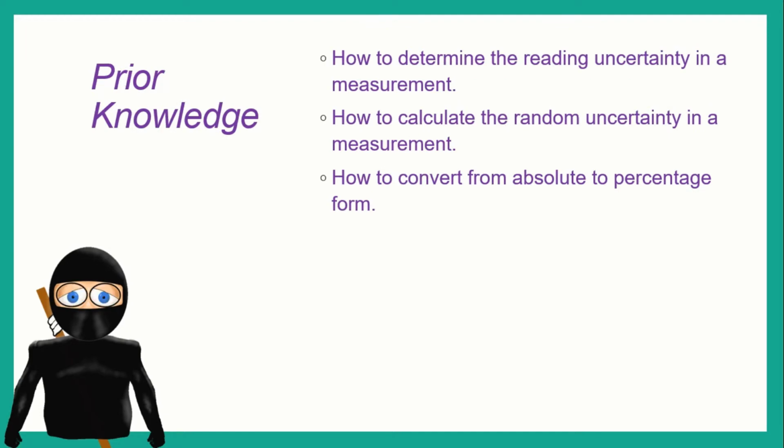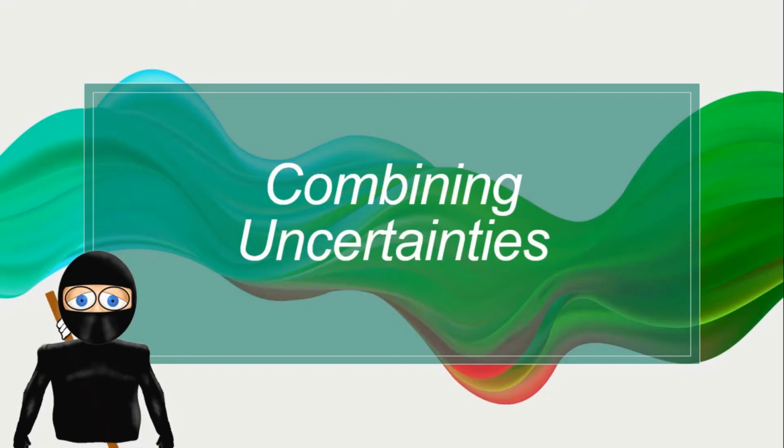However, it will require you to have a little bit of prior knowledge. You need to be able to determine the reading uncertainty in a measurement, calculate the random uncertainty in a measurement, and to convert from absolute to percentage forms. If you don't know how to do that, I strongly suggest that you go back and have a look at the previous two videos. They'll explain how to do that. So, let's crack on to combining uncertainties then.